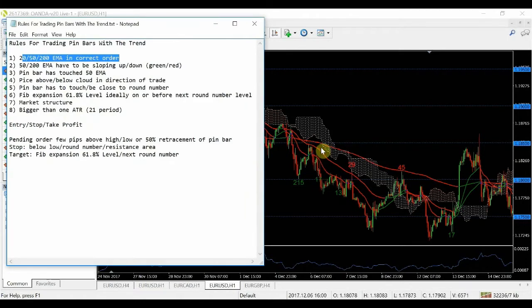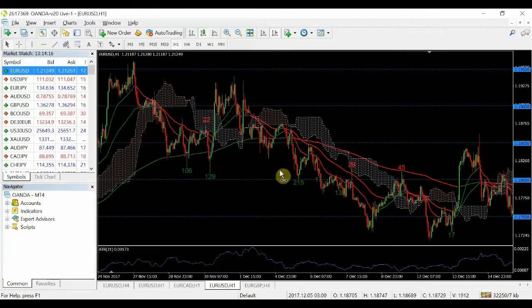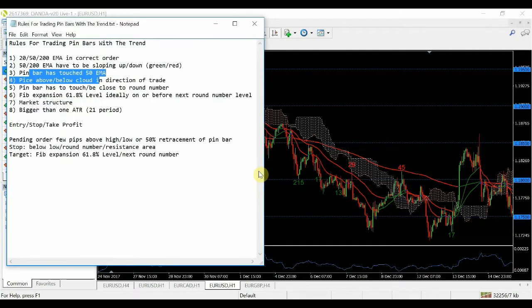Sometimes the 50 will also start turning, but depending on the situation, we can have a look at those examples in this video. So the pin bar has touched the 50 EMA. The main reason for that is because I want to get in at a better price. It's a bigger pullback, and that's the reason why that's there.